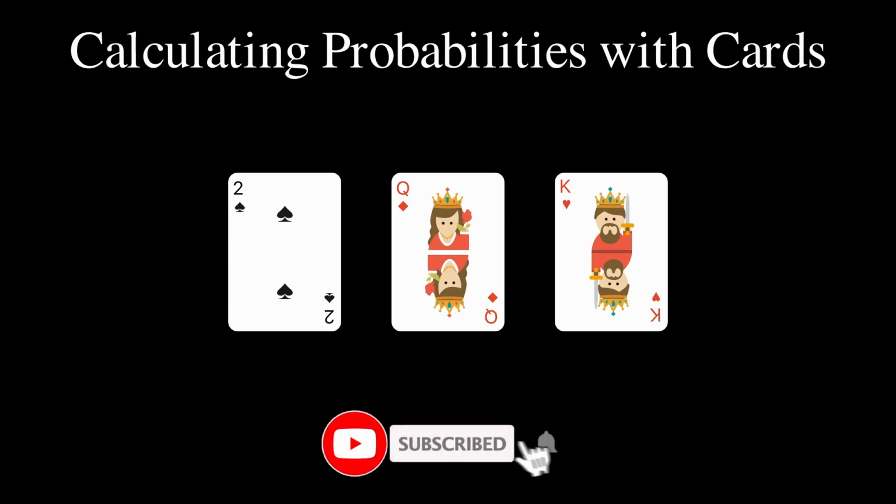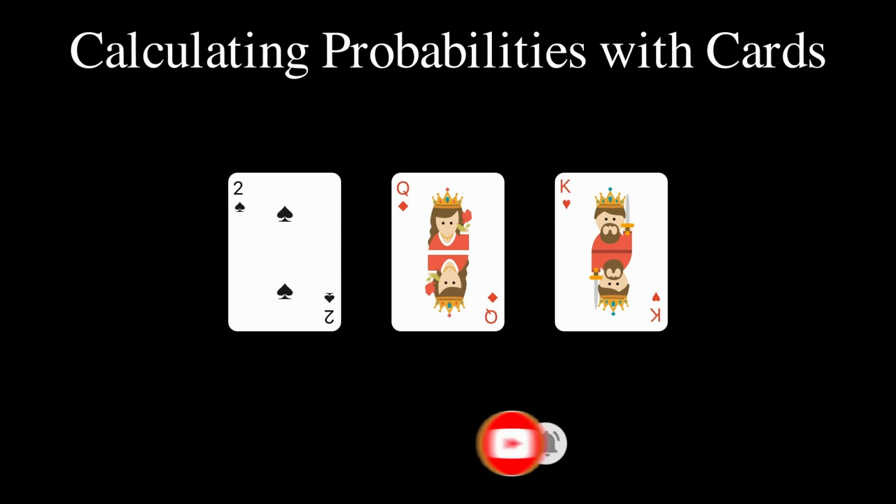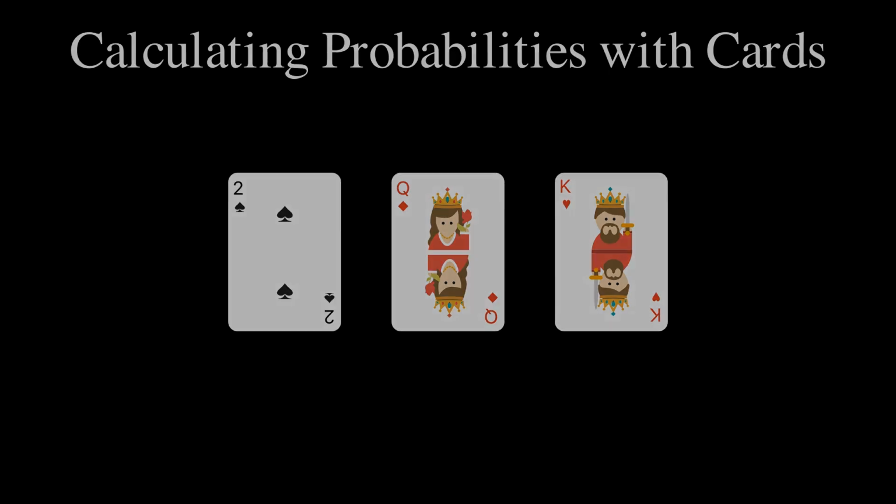Now we're going to turn our attention to the card table and learn to calculate some basic probabilities. It's super important that we know how to do these before moving on to more advanced stuff like poker hands, so let's get really good with the basics.